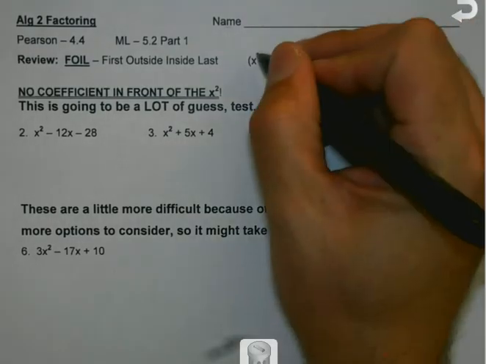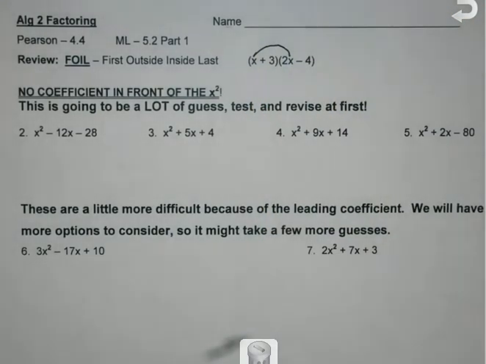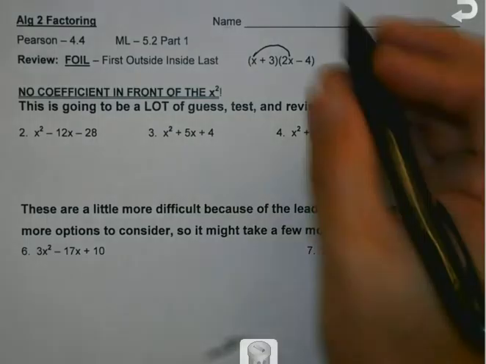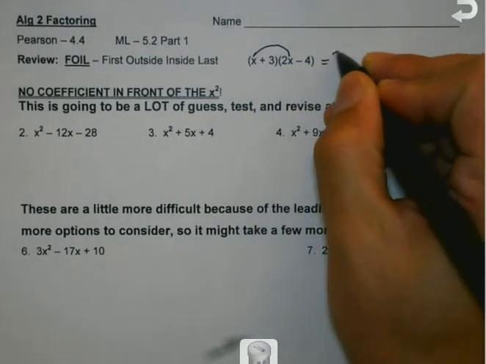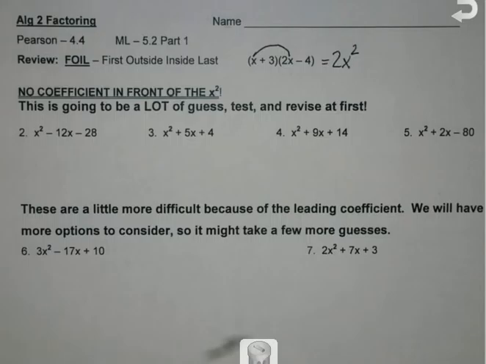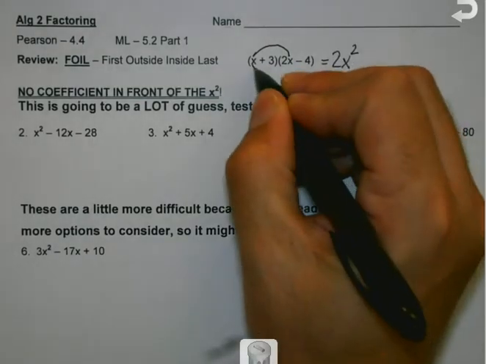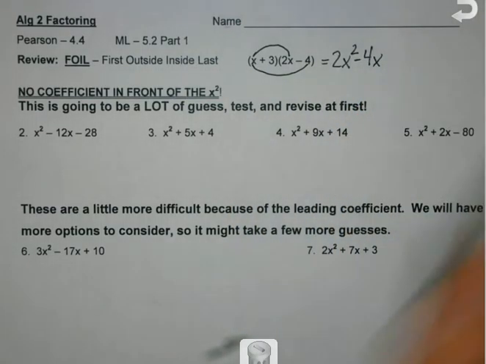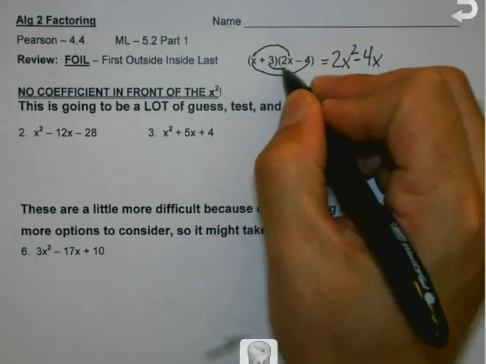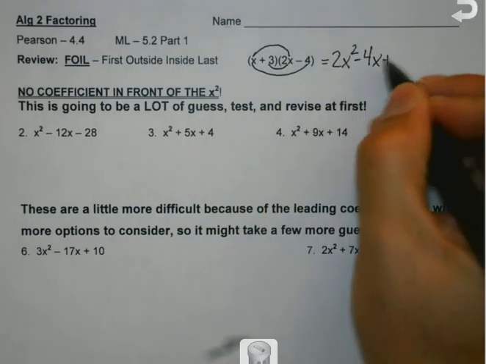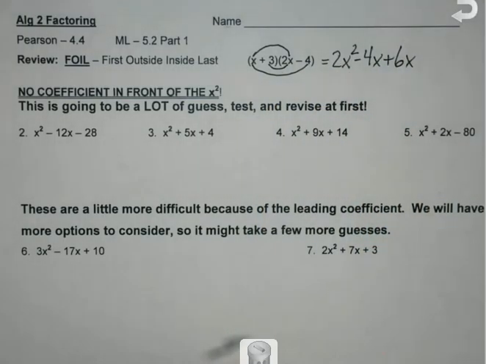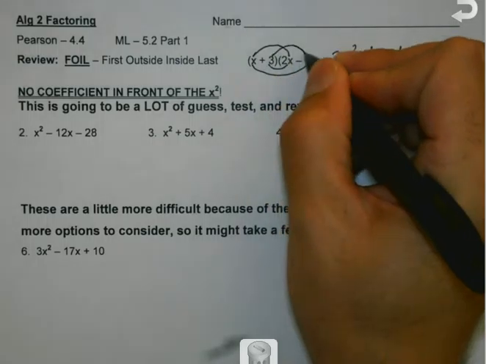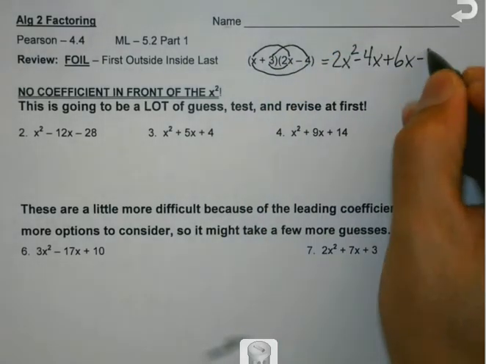So normally when we do FOIL, we multiply our first terms together. And again, when we're multiplying with variable terms, we add the exponents. So x times 2x would be 2x squared, okay, not 3x. We're not adding, we're multiplying. And then I do my outer, x times negative 4 is negative 4x. We do our inner, 3 times 2x is 6x. And then we do our last, 3 times negative 4 is negative 12.